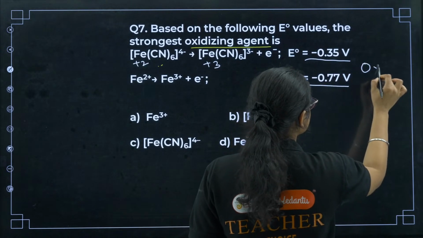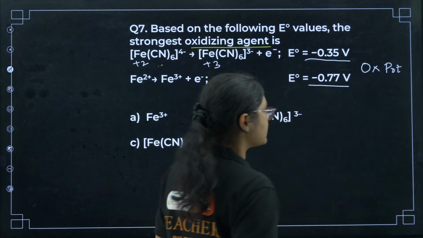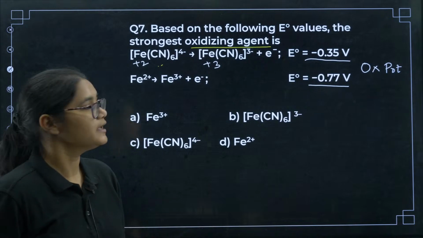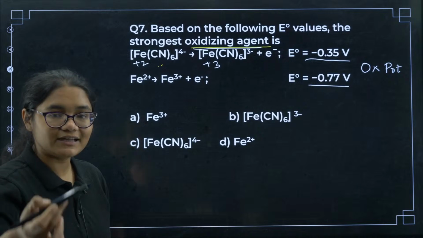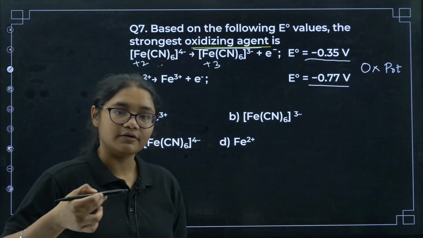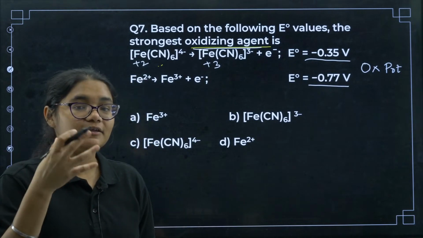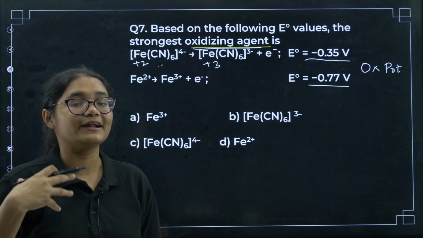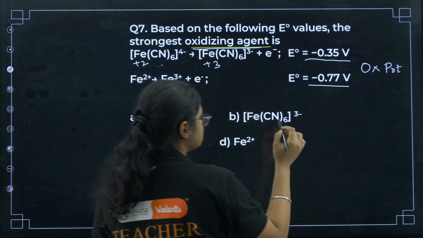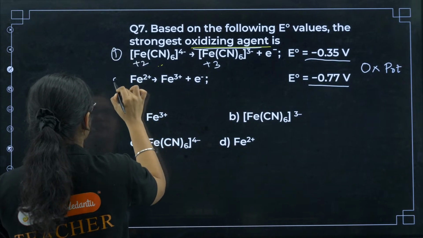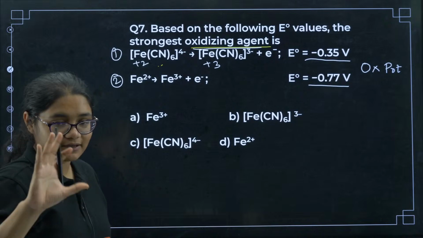These are oxidation potentials given. So if I want to find the strongest oxidizing agent, it will oxidize others, and itself it will get reduced, right? So if it is itself undergoing reduction, its oxidation potential should be higher or lower? Suppose I have reaction 1 and reaction 2. Please understand, very, very important.